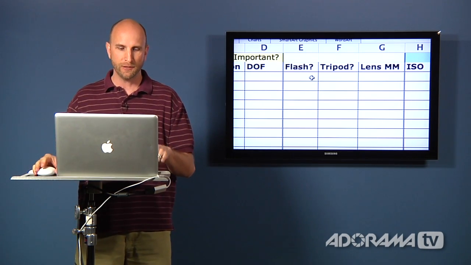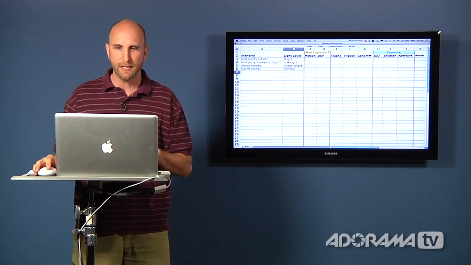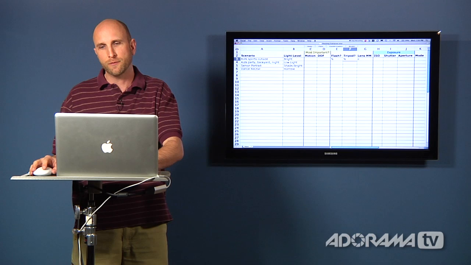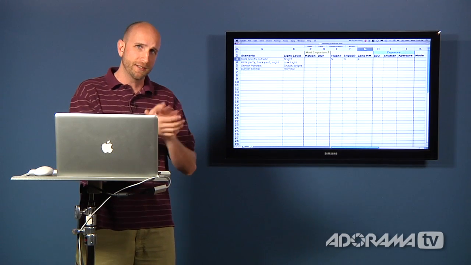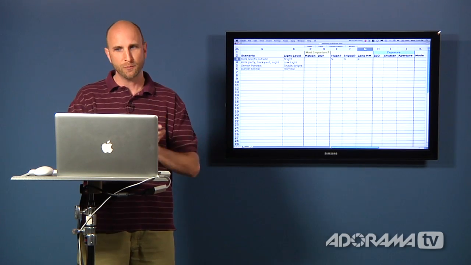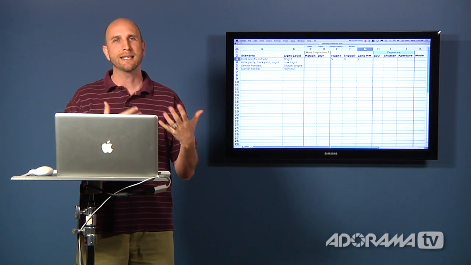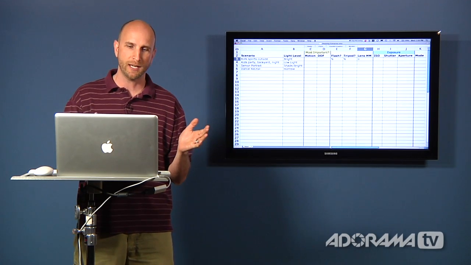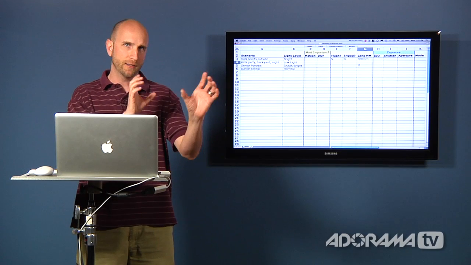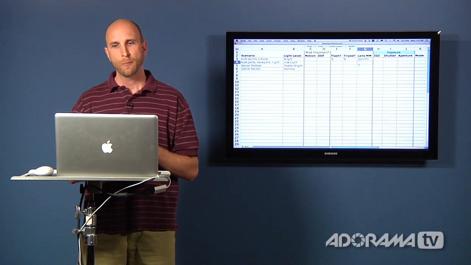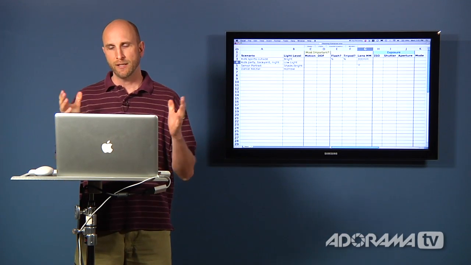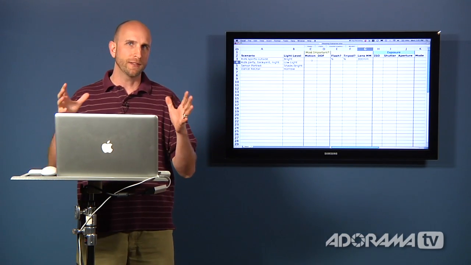So on this first scenario here, where again we're talking about shooting kids outside, we're going to say we have no flash and we didn't bring a tripod because we just ran out the door for the soccer game. And for this one, we're using a zoom lens. The lens is maybe a 75 to 300 millimeter lens because we're shooting sports. For this, I'm going to make a guess at what part of that lens I'm going to be using most of the time. So I'm going to put in here that I'm using a 300 millimeter lens, which is the long end, so I'm zoomed in to the maximum ability of that lens. Now I have some parameters to work with: the flash, the tripod, and the lens. Okay, now that we have that, we're ready to start solving our equation.